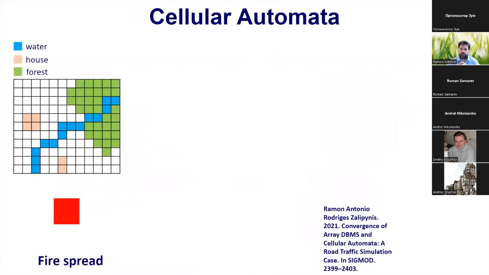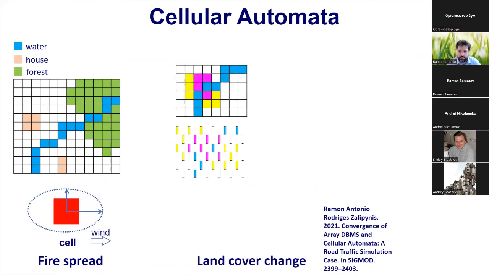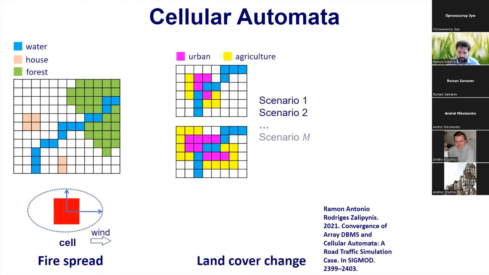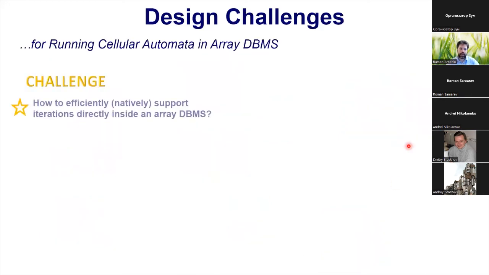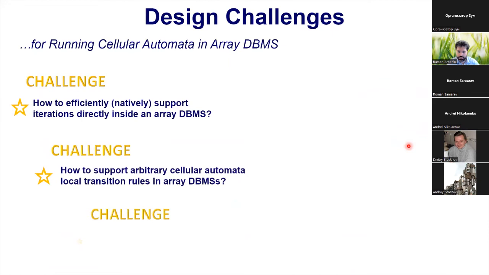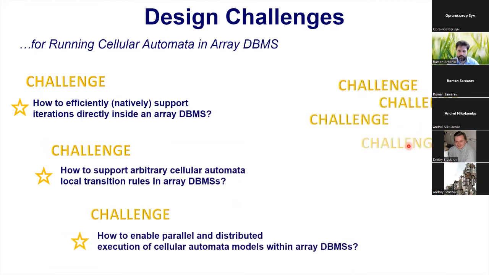Cellular automata seem to be a good starting point for integrating simulation into array DBMS. This is because they have multidimensional array models for their lattices and numerous successful applications, as you can see here, for fire spread modeling, land cover change, road traffic simulations, and many others. We solved multiple design challenges to make cellular automata simulations possible inside array DBMS, related to iterative workloads, cellular automata transition rules, parallel execution, and other challenges.